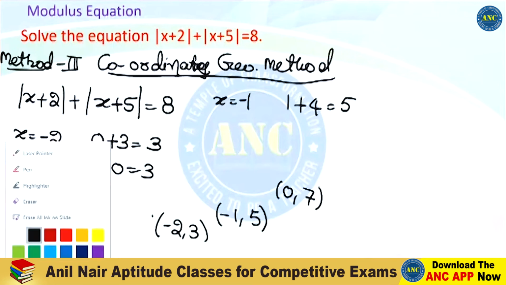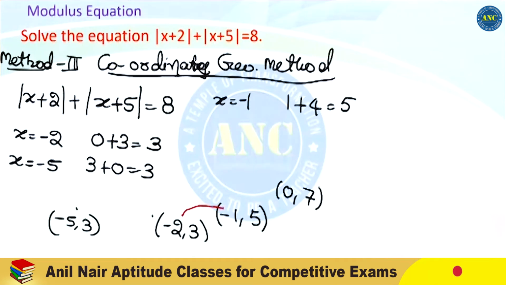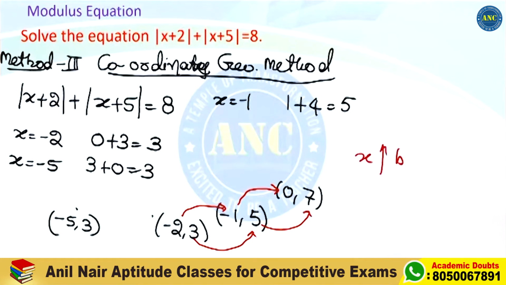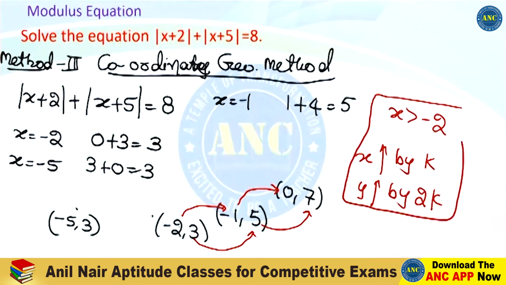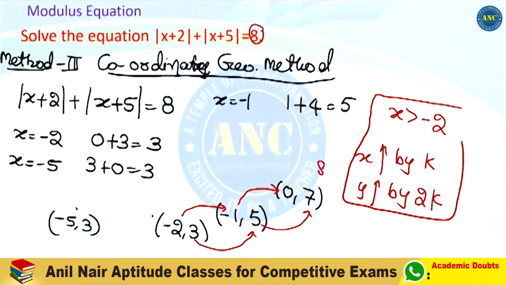See here, sir. Very interesting behavior of the slope. X is increased by 1, y increases by 2. X increases by k, y also increases by 2k for x greater than minus 2. Increases by 1: minus 2 plus 1 is minus 1, 3 plus 2 is 5. Minus 1 plus 1 is 0, 5 plus 2 is 7. But I require y value 8. After 7, it is 8.